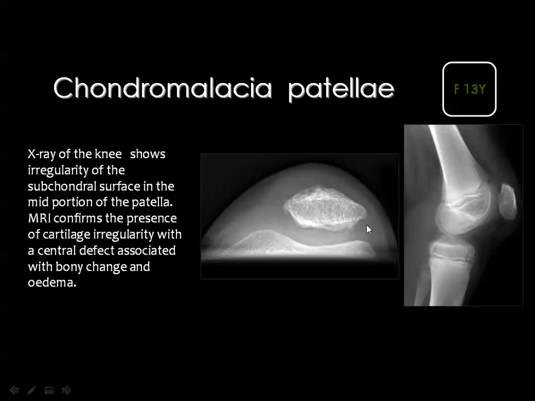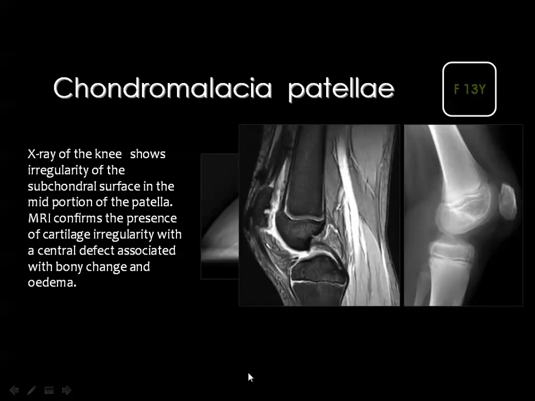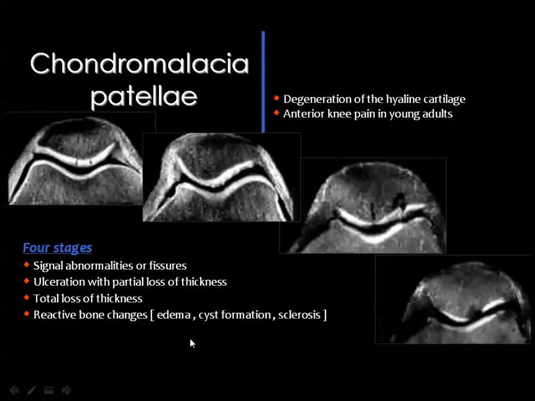Whenever you see irregularity of the articular surface of the patella, sclerosis, and some defects, what's known as osteochondral ulcers, then you know that this is an advanced case of chondromalacia patella. And I advise you, don't evaluate the chondromalacia patella in the sagittal images of MRI. The axial images are very good and essential for evaluation of the patellar articular cartilage.